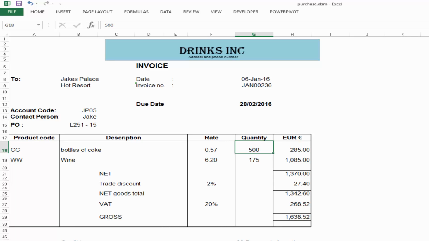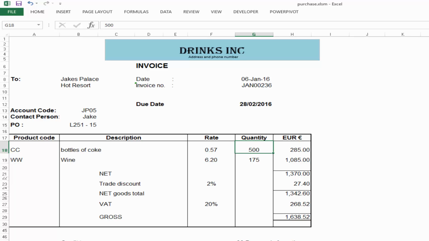And we can see this invoice contains much the same detail as the sales invoices that we prepared, but as we're receiving it, it's a purchase invoice for us. So we have the date, we have the invoice number, the due date. We are the customer, so that's who it's to, our account code, and our purchase order number.